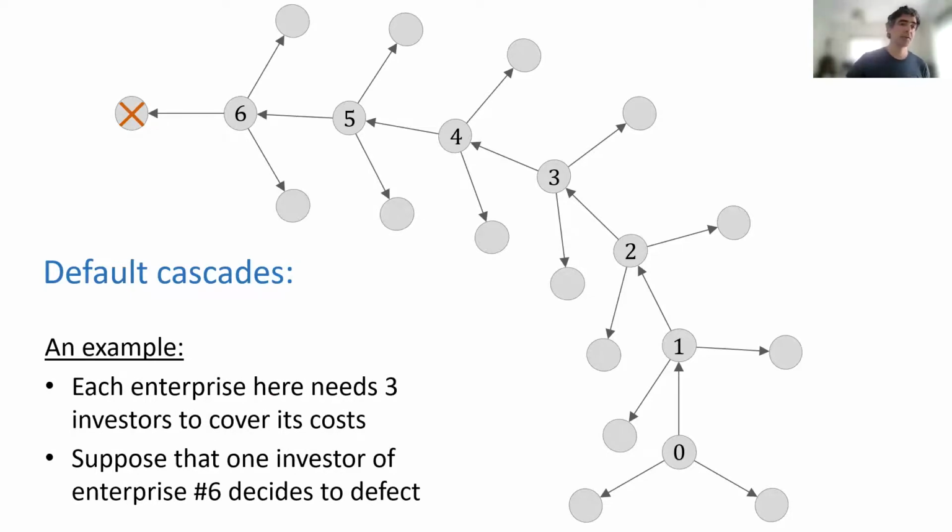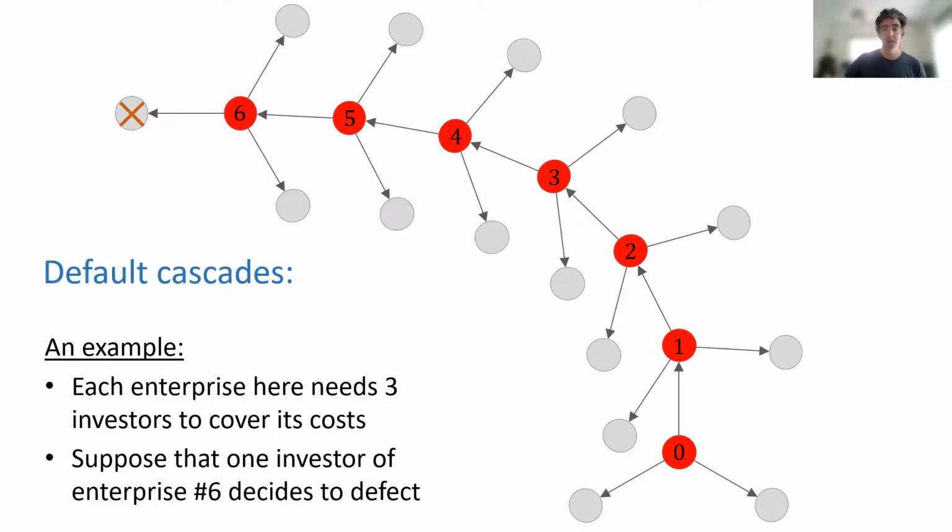And let's assume that one of the players here on the top left decides for some reason not to invest. So what's going to happen is that firm number 6 is going to reach a state of default because the cost is not covered. Then firm number 6 will not be able to invest in the enterprise of firm number 5, which is going to be in default as well. And this propagates to all the enterprises in the network in this example.